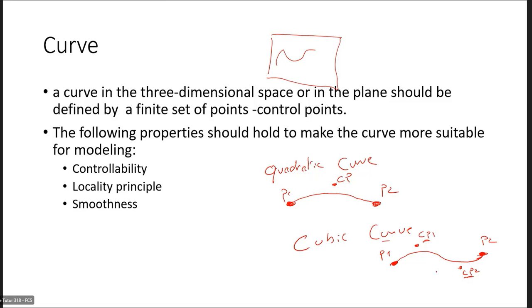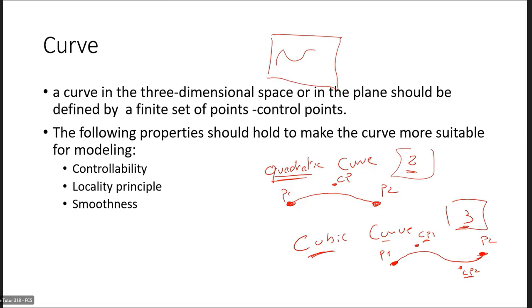So a quadratic curve means it is a curve with the polynomial order equal to 2. So here the order is 2. And for the cubic curve, the order is 3. It's a cubic curve. And for the quadratic, that means we will have an order equal to 2.